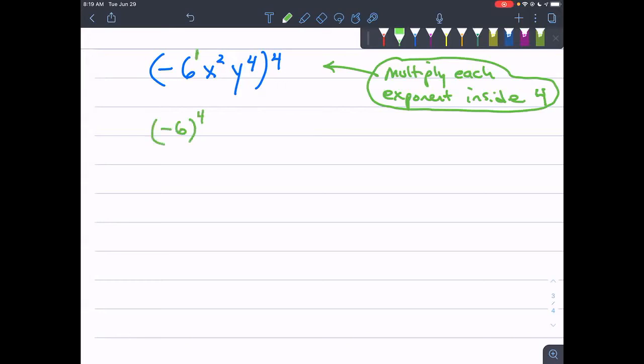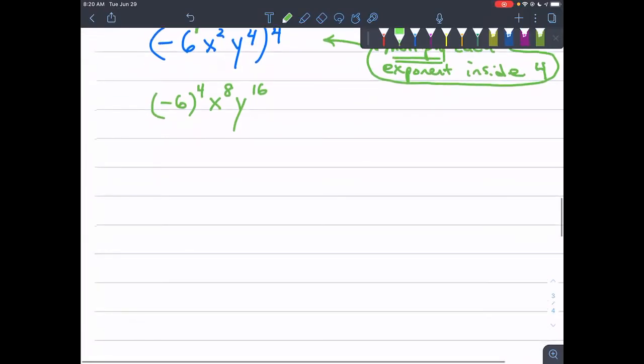That's the error I see most commonly. People forget that I need to take the negative 6 to the 4th. They do it with the x and with the y. They multiply those exponents, but they don't multiply that invisible 1. So this is going to be x to the 8th, 2 times 4, and then y to the 16th. Be careful you don't put 8. Because you'll have some sections where all you're doing is adding exponents, and then here, multiplying.